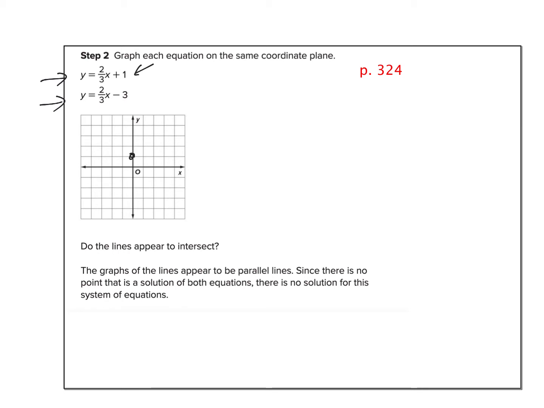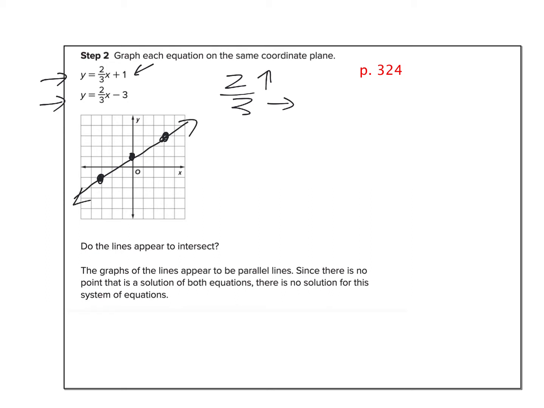Okay, so let's put a dot at 1. And then the slope is 2/3, so that means up 2 to the right 3. So go up 2 to the right 3, put another dot. And then maybe I'll go backwards, down 2 to the right 3, put a dot. There is that first equation.